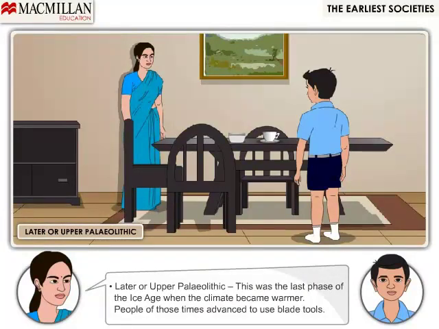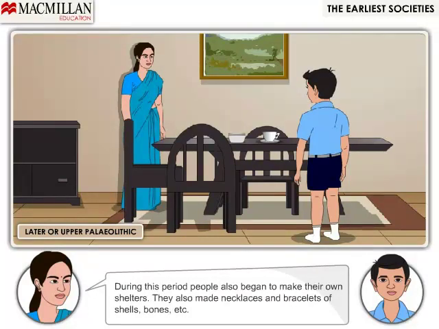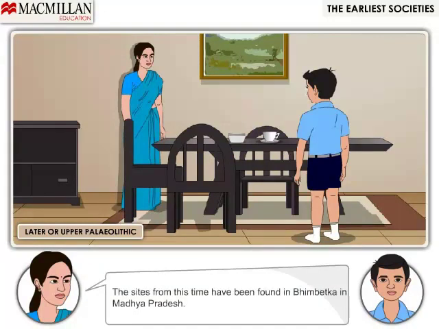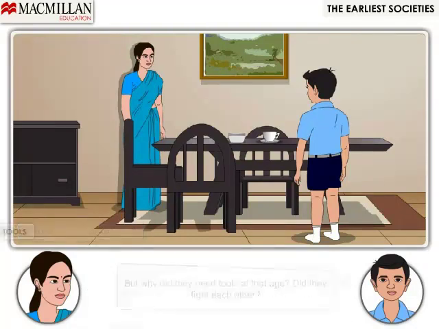Later or Upper Paleolithic. This was the last phase of the Ice Age when the climate became warmer. People of those times advanced to use blade tools. During this period, people also began to make their own shelters. They also made necklaces and bracelets of shells, bones, etc. The sites from this time have been found in Bhimbetka in Madhya Pradesh.